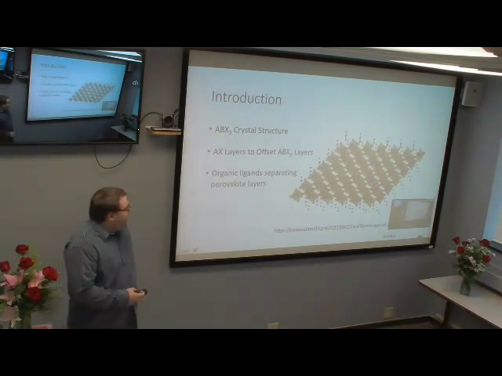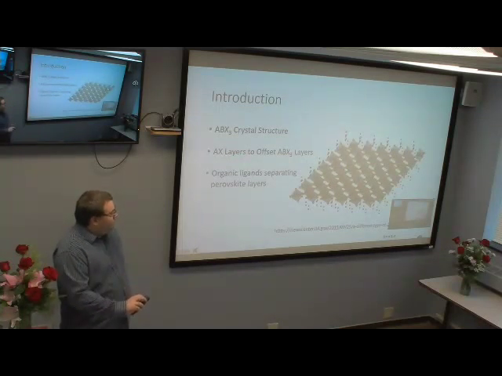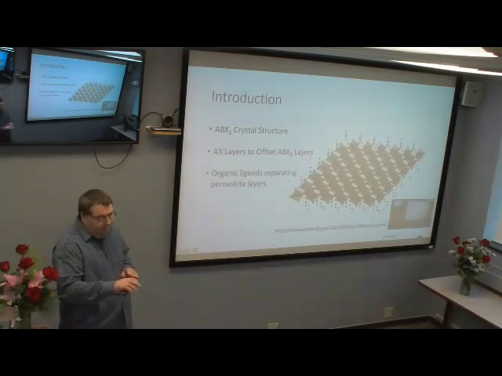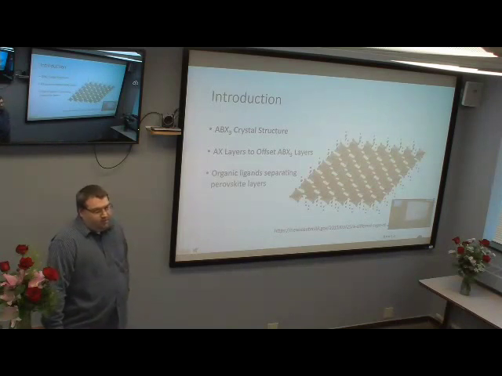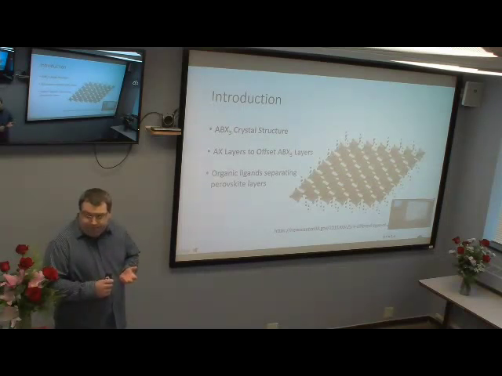What the Ruddlesden-Popper perovskite is, in addition to these ABX3 layers, you have AX layers that offset them. And there's a second type of Ruddlesden-Popper perovskite called hybrid Ruddlesden-Popper, that instead of an AX layer, uses a layer of organic ligands to separate them.